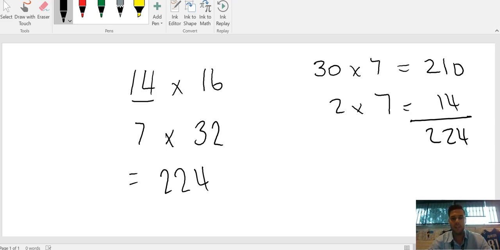Hopefully you've got a little bit more of an understanding now of the double and halve strategy. We will do this in class, and hopefully this one's pretty easy to tick off.